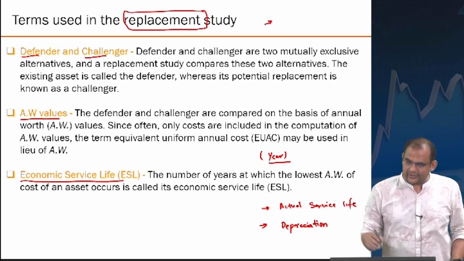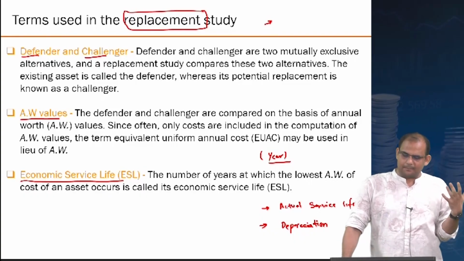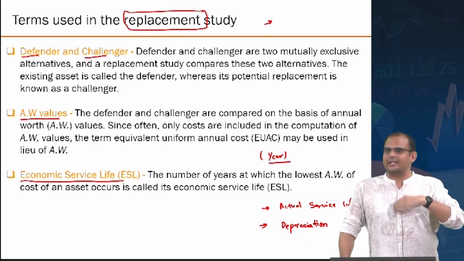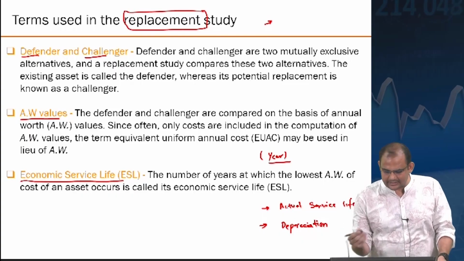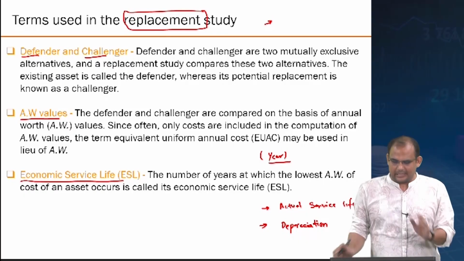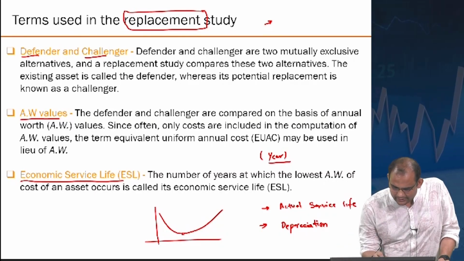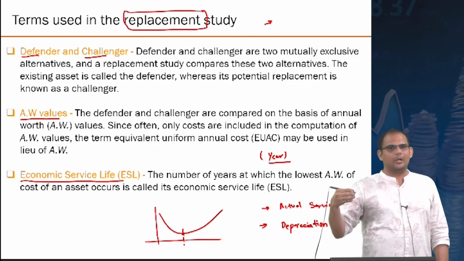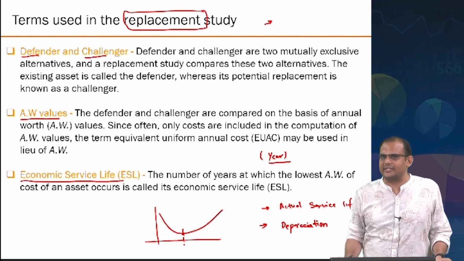But then there is a concept of economic service life, which is essentially that ideally you should operate or use a particular equipment only till the time where its costs are minimized. The moment its cost starts increasing, you should ideally not use it. Why it starts increasing is something that I will show you today. But that's the main concept, that typically the total cost of any asset will follow a curve like this. So you should only use the asset till the operating cost for it becomes the lowest value. Beyond that, you should not use it, ideally. That's the economic service life concept.